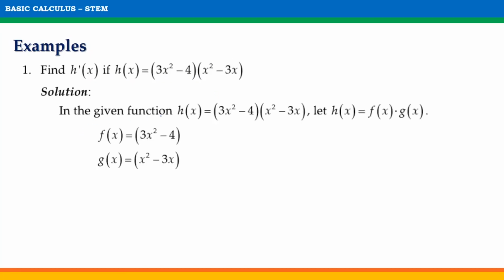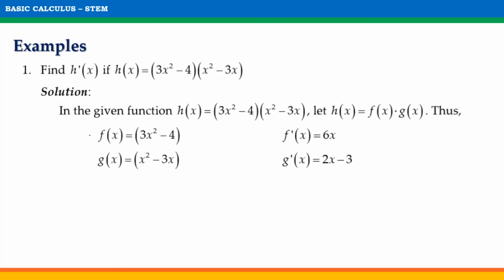In here, in the given function h of x equals 3x squared minus 4 quantity x squared minus 3x, let h of x be equal to f of x times g of x. Thus, this will become f of x and this will become g of x. Now, let us determine the derivative of f of x and g of x. f prime of x is equal to 6x and g prime of x is equal to 2x minus 3.